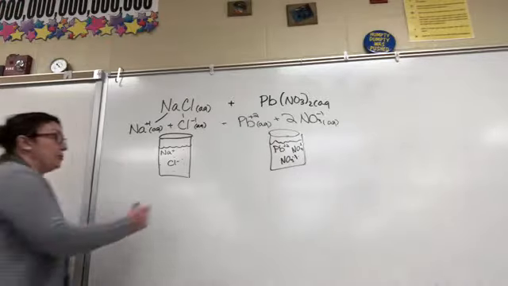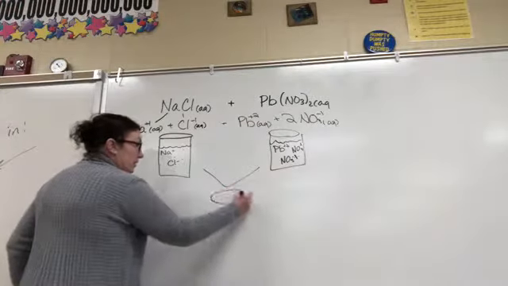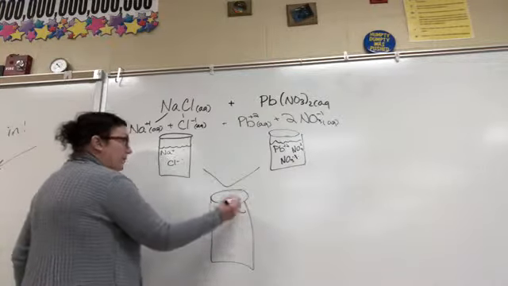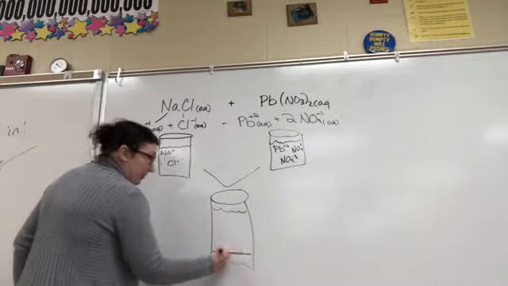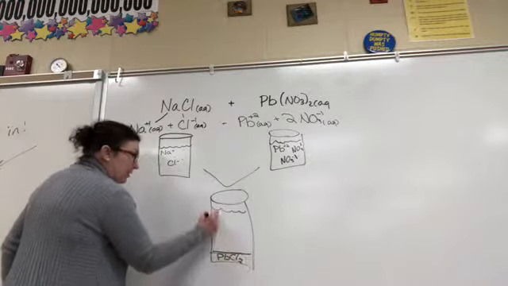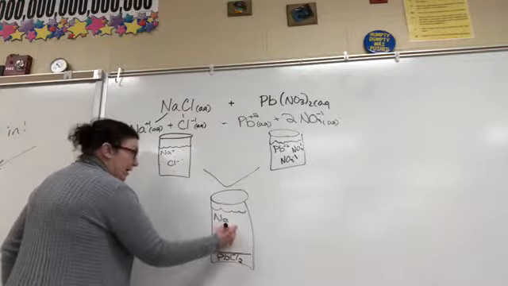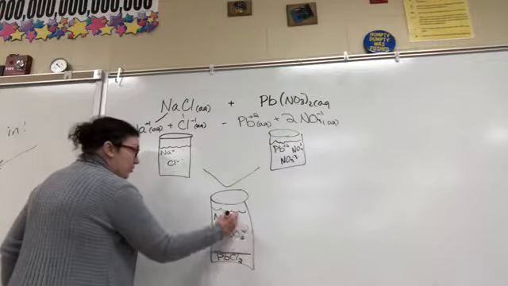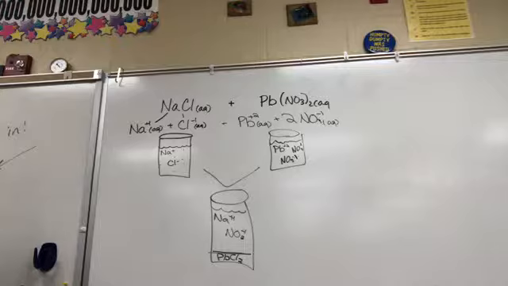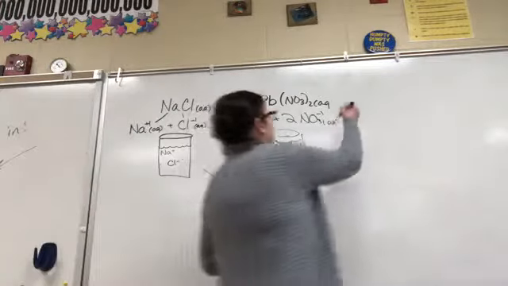Then we put them together in one other beaker, and what happens is the lead finds itself attracted to the chlorine, and the sodium and the nitrate stay in solution. So the lead and the chlorine come together and make a solid and sit at the bottom. And the sodium and nitrate stay up in solution. And we write it like this up here.